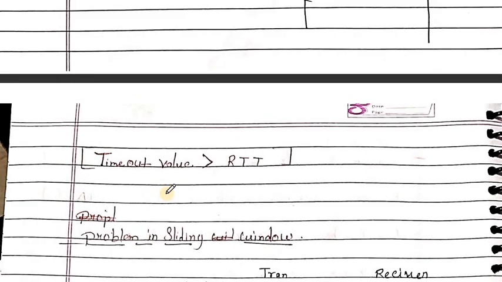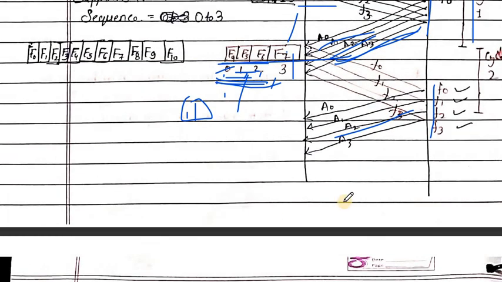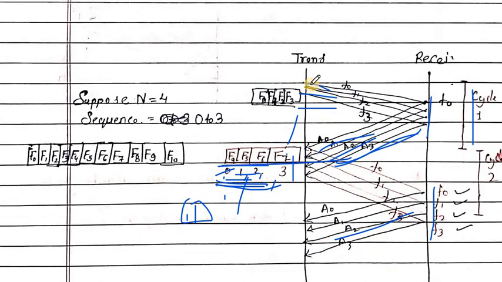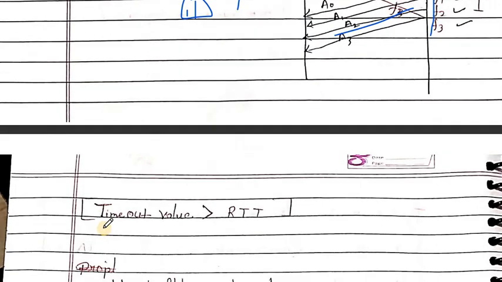What is the timeout? It means that if there is a loss of packets, how long it waits before transferring the packets again. So the timeout will be greater than the round trip time.